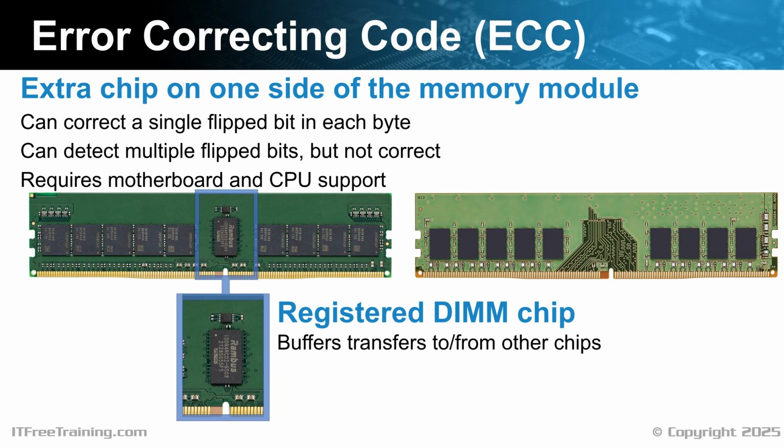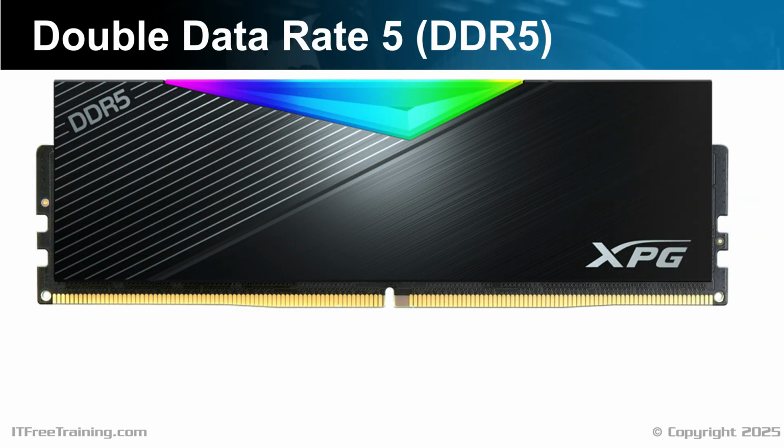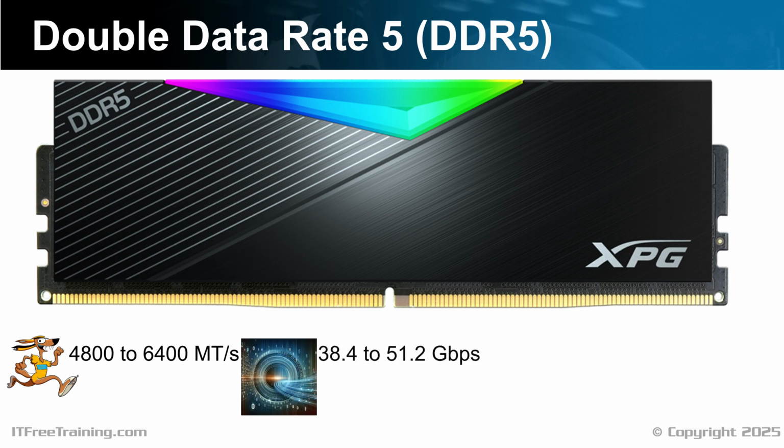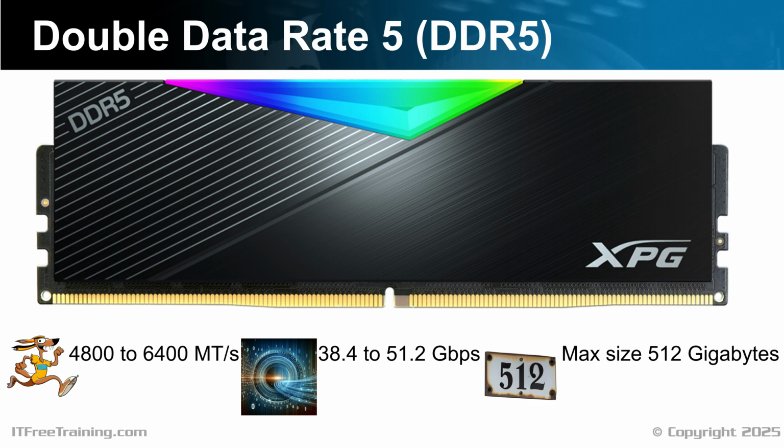Now that we have had a look at ECC, we can now have a look at DDR5. As before, DDR5 offers increased capacity and decreased power use. As before, it also increases the data rate. DDR5 has a memory speed of 4800 to 6400 megatransfers per second. This makes for a data transfer rate of 38.4 to 51.2 gigabytes per second. The maximum size, for the moment, is 512 gigabytes for a memory module. This may increase later on, only time will tell.